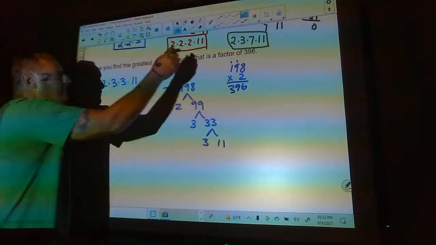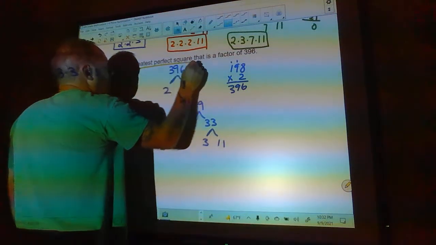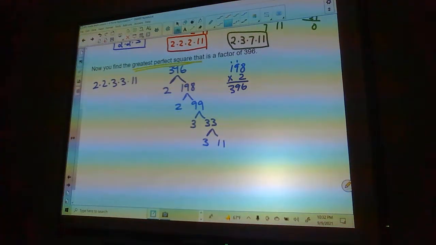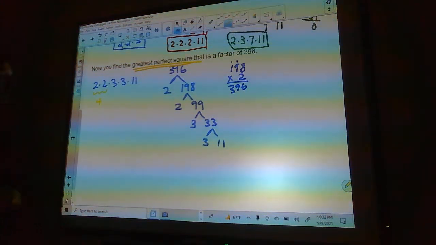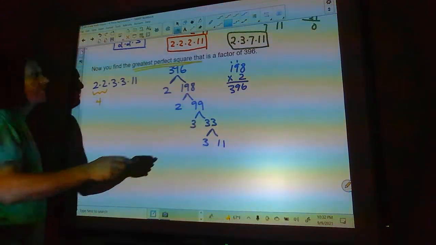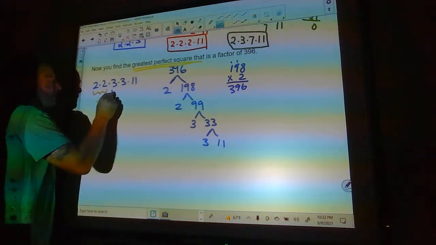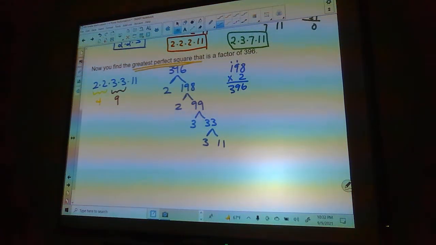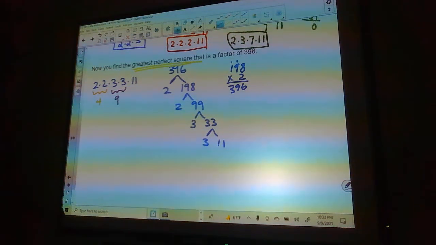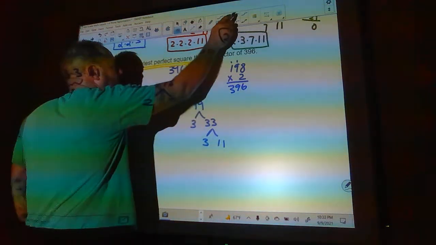Now, it's asking me for the greatest perfect square that will go in there. Well, let's see. 2 times 2 makes 4. So 4 is a perfect square that will go in there. But right here, 3 times 3 is 9. 9 will go in there as well. Oh, but then check this out here. This is a tricky one.